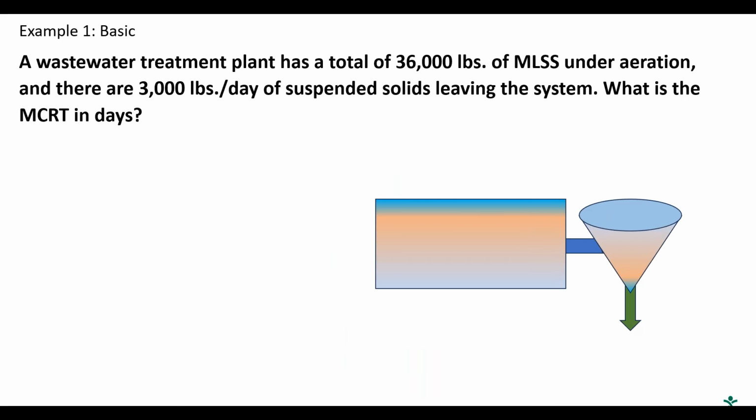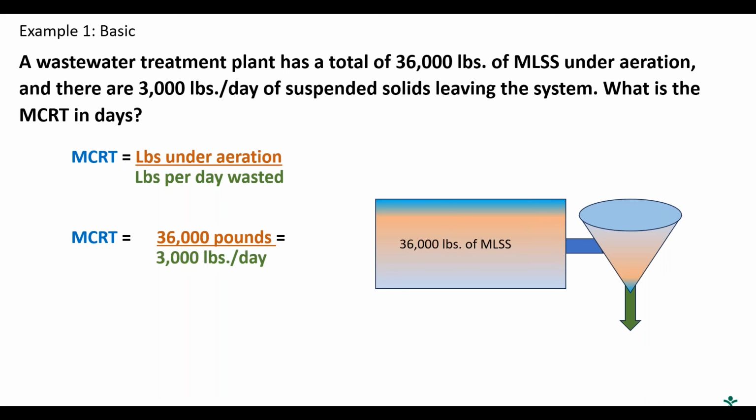So let's do a simple example. A wastewater treatment plant has a total of 36,000 pounds of mixed liquor suspended solids under aeration, and we're getting rid of 3,000 pounds each day as waste-activated sludge. What is the MCRT in days? Well, pounds under aeration is 36,000. Pounds per day wasted is 3,000 pounds per day. If you invert and multiply that, the pounds cancel, and you're just left with days. Anyone have the answer?